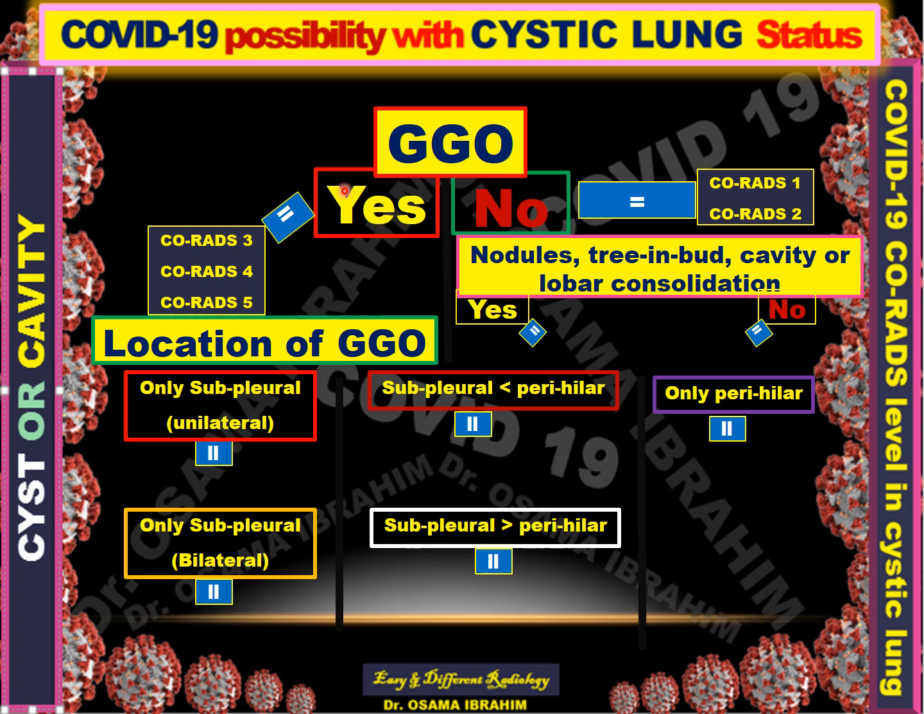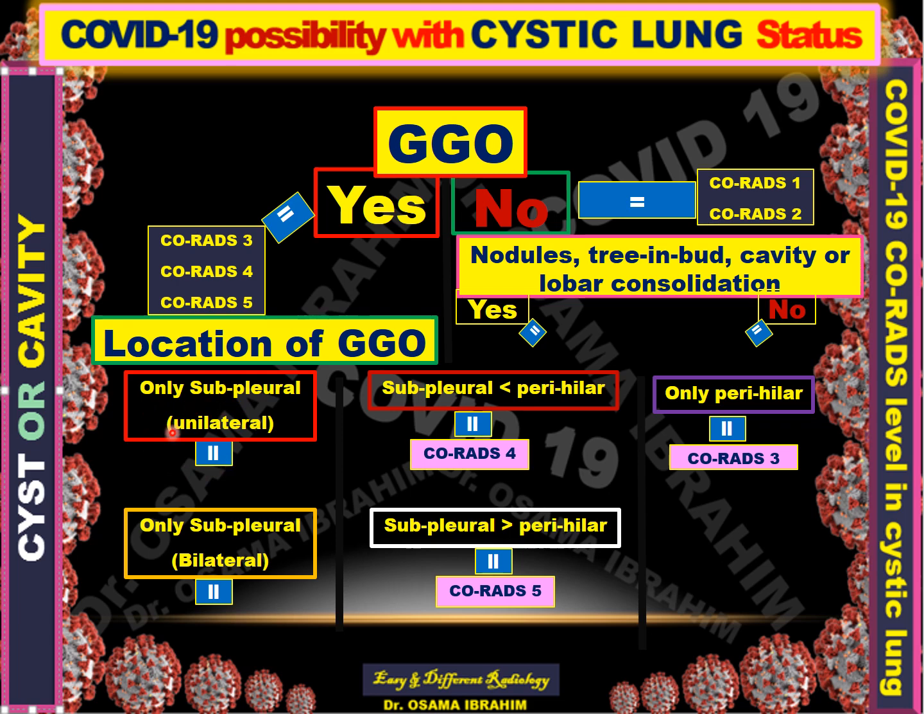After I confirm there is ground glass opacity, I look at the distribution or the location of that ground glass opacity. If it is only central or perihilar, it is considered CO-RADS 3. If it is in both perihilar and subpleural regions, I look for where the predominance is. If the predominance is central more than peripheral, I consider it CO-RADS 4. However, if the concentration of the ground glass opacity is subpleural more than perihilar, it is considered CO-RADS 5.